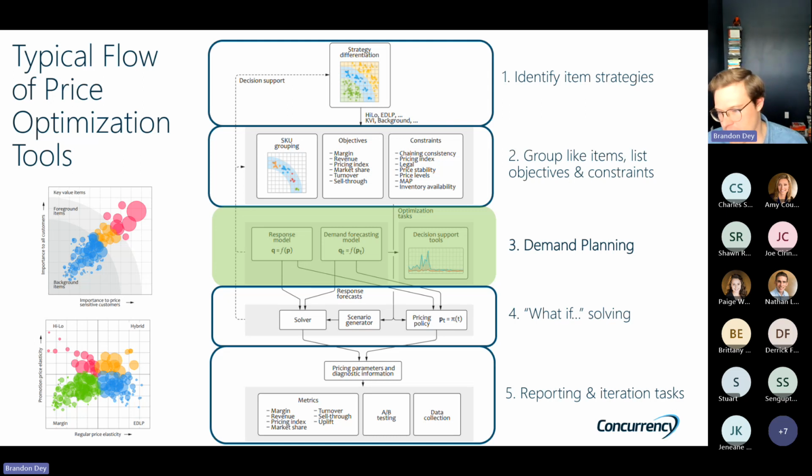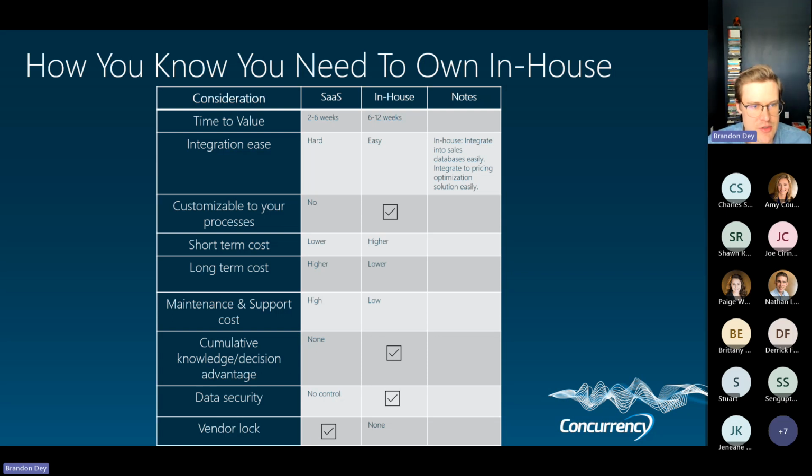And just in the interest of time, I'm going to scoot ahead to what you need to know to own this in-house. This is exactly similar to the slide for demand planning, for the same reasons, right? In the in-house, the buy versus build trade-off is essentially the same thing for both these use cases. So I'm not going to drain this again, but please let me know if you have questions about this afterwards.